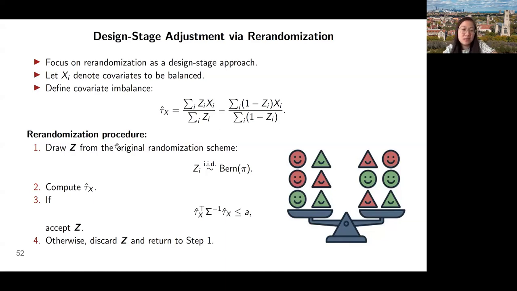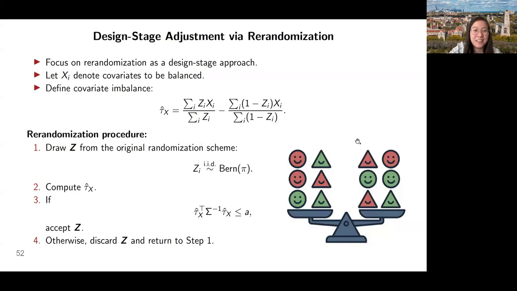So the re-randomization procedure goes as follows. You draw Z from an IID Bernoulli distribution, and then you compute this covariate imbalance measure. If it is small enough, then you take it. If not, you just repeat until the covariate imbalance measure is small enough. That's why this is called re-randomization, because we are re-randomizing quite a few times. On this plot, I'm showing that you would ideally want to achieve this world where things are balanced, in the way that we always have three circle faces and three red on both sides.